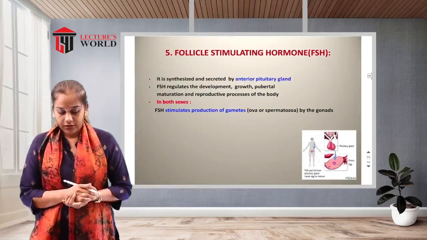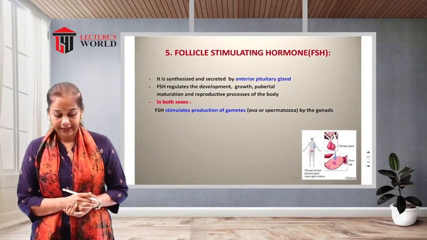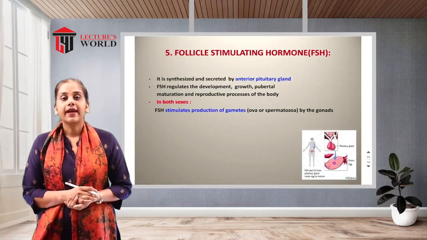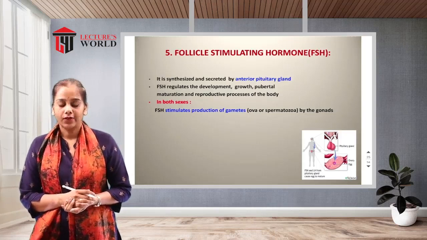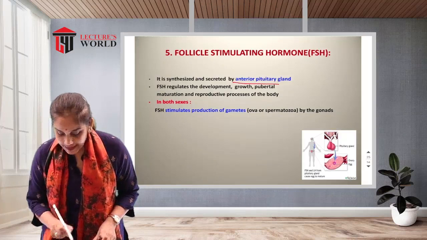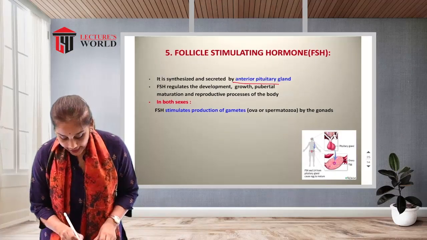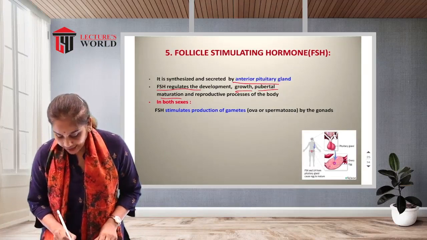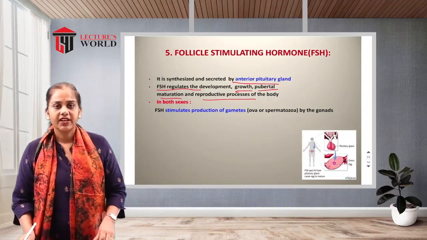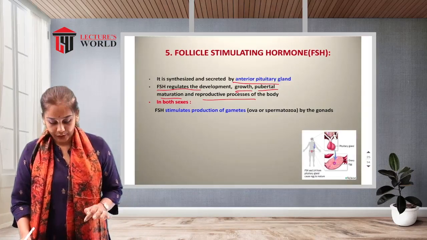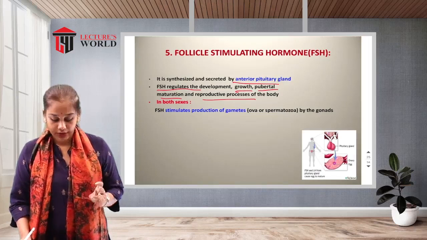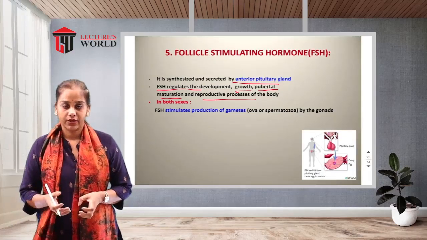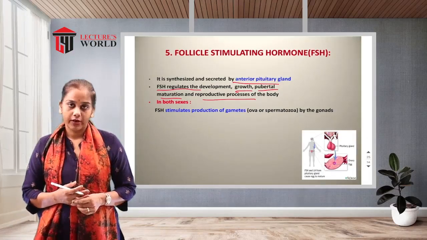Then the fifth hormone of the anterior pituitary gland is follicle stimulating hormone, represented as FSH. It is synthesized and secreted by the anterior pituitary gland. FSH regulates the development, growth, pubertal maturation and reproductive processes of the body. It is very important for the development, growth and pubertal maturation of the physique during adolescence.